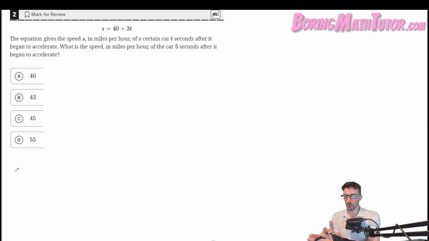We got number 2 over here. It says the equation gives the speed in miles per hour, and so on. When I get a lot of words, I like to just jump straight to the question. It says, what is the speed in miles per hour of the car 5 seconds after it began to accelerate? Well, 5 seconds, that seems like the only number that they're giving me. But over here it says t is the number of seconds. This is super common. So all that means is you're just going to replace this with a 5.